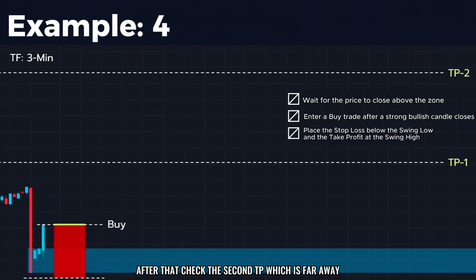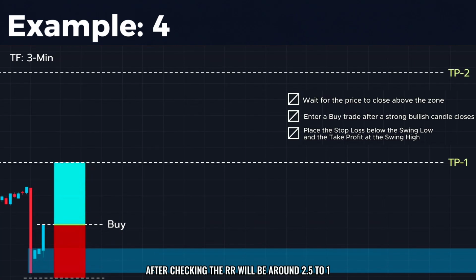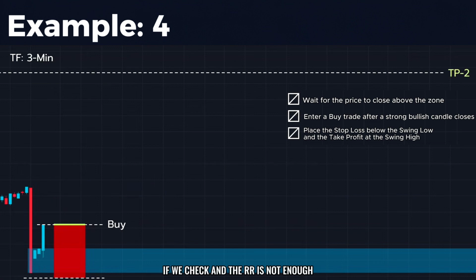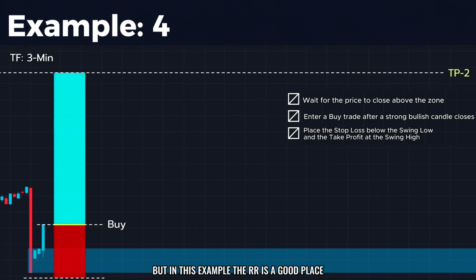After that, check the second TP, which is far away. After checking, the RR will be around 2.5 to 1. Considered to pass the check? Let me repeat again. If we check and the RR is not enough, we will skip this trade. But in this example, the RR is in a good place.